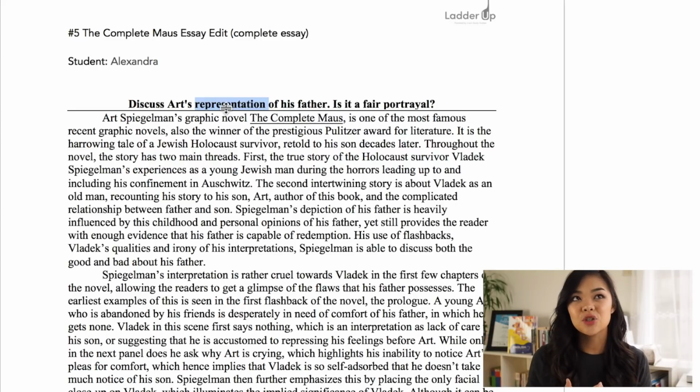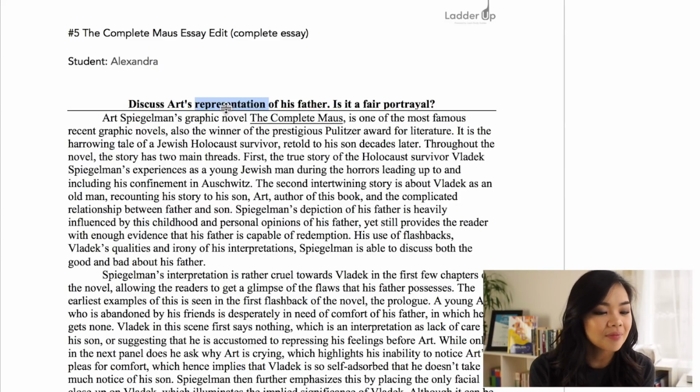I always try to articulate and rephrase the essay prompt in my own way, because that way it helps me understand exactly what's expected of me, and it really clarifies things in my head. Like, this is how I understand the prompt and this is how I'm going to tackle it. So let's make sure throughout this essay that the student really does answer the prompt by ensuring that they talk about this fair portrayal, whether or not it is fair or not.